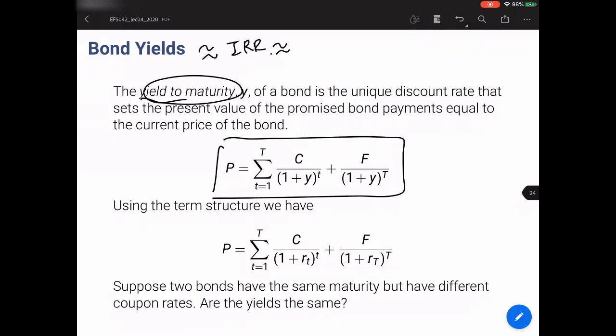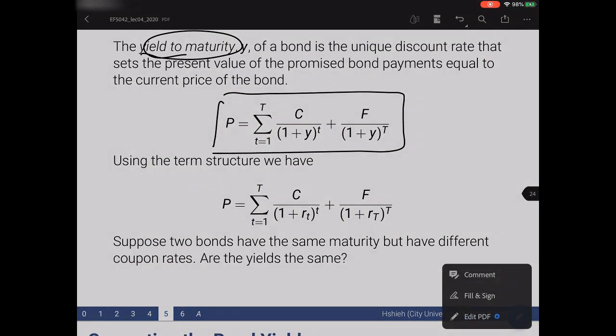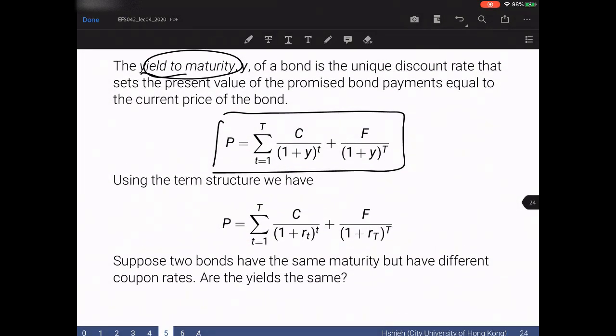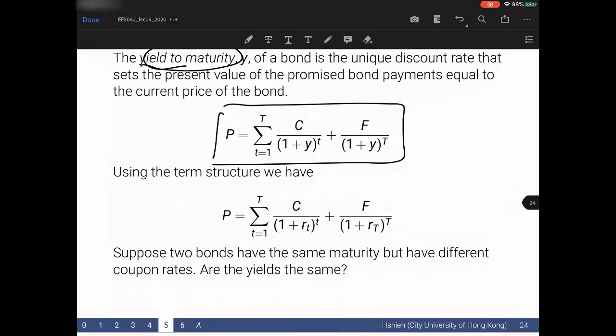This is different than using the term structure, right? The term structure allows you to arrive at P, right? But in order to actually come up with the interest rate associated to the price, you would have to solve for this yield to maturity equation here. So this equation here.